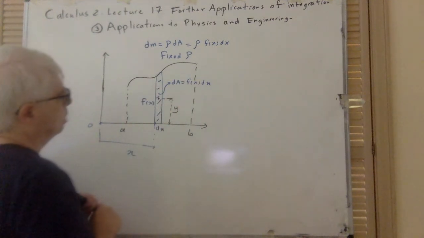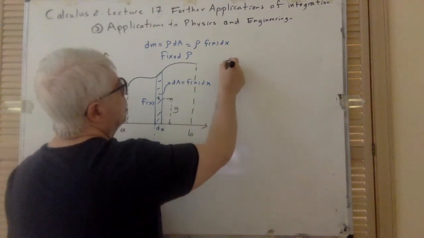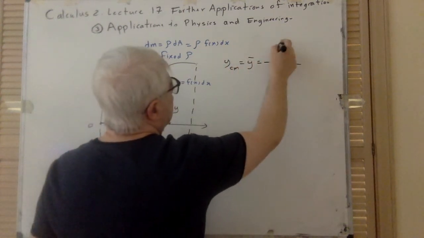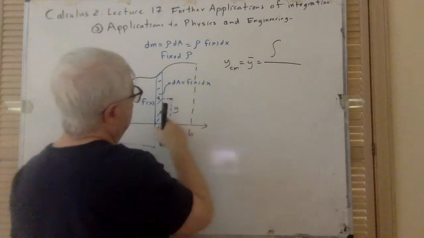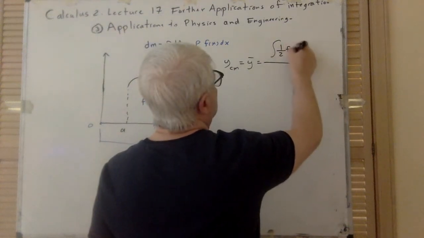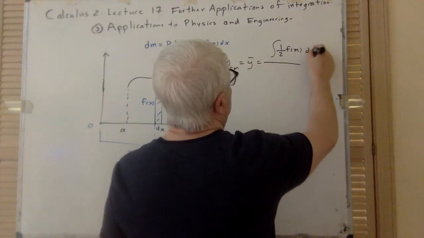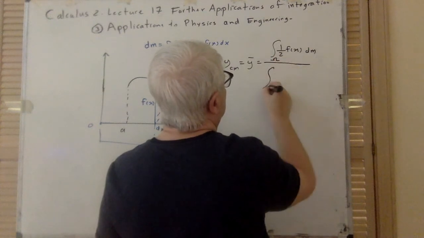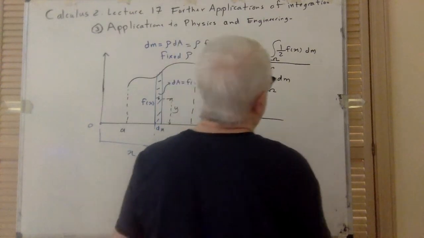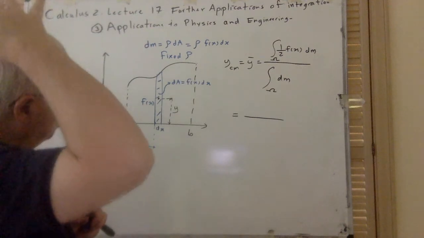Now, what is this y? This y is in fact 1/2 f(x), right? So my y is 1/2 f(x). So y cm, which I call y bar, is in fact an integral of 1/2 of f(x) times dm over omega, divided by the integral of dm over omega, right? And dm is again rho f(x) dx, right?